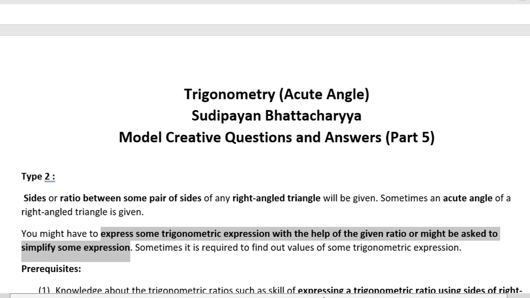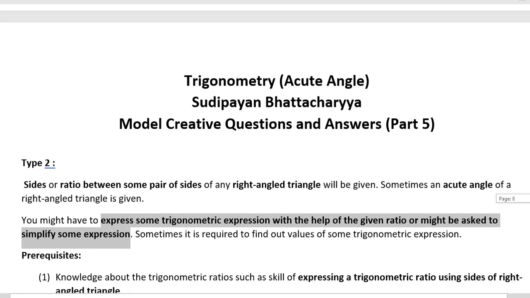So in this type of question, you will be given some acute angles or some right angle triangle or some ratio between two sides of a right angle triangle. And like this, there will be information regarding a right angle triangle, and you will be asked to simplify some trigonometric expressions, or express one expression in the form of other expressions, like this. So let's take a view.